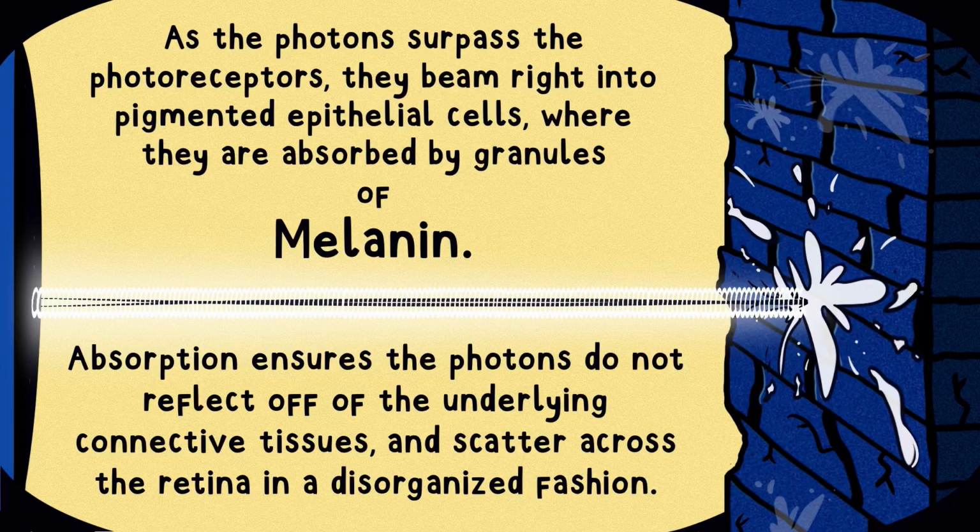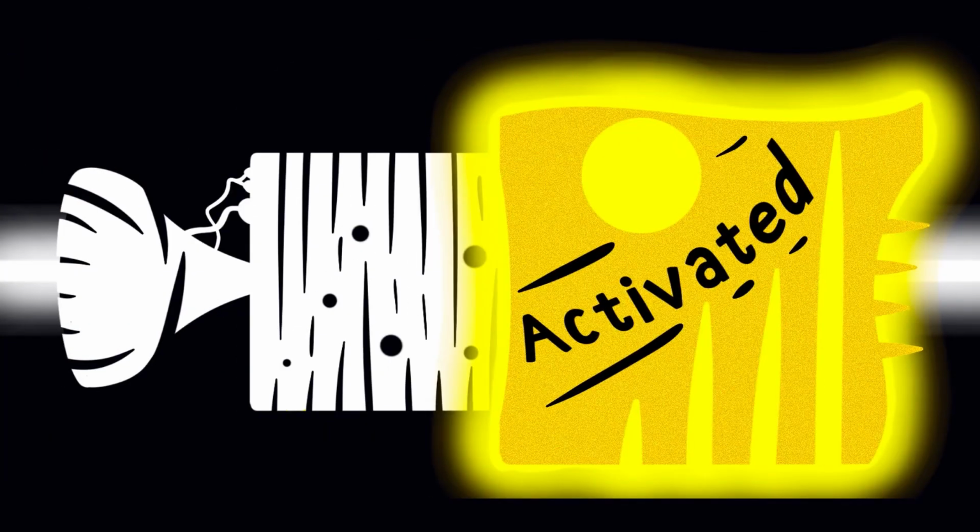As the photons surpass the photoreceptor, they beam right into pigmented epithelial cells, where they are absorbed by granules of melanin. This is the end of the line for the path of light, but with rhodopsin split, we now have an activated photoreceptor.